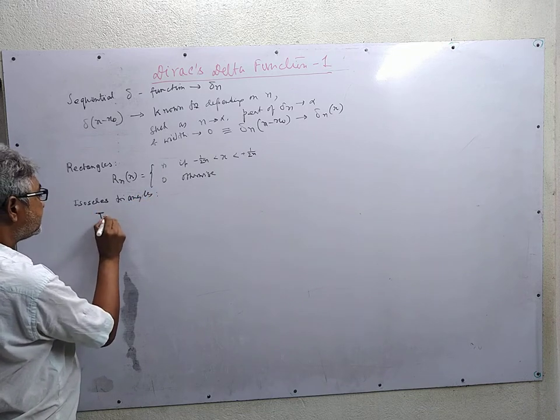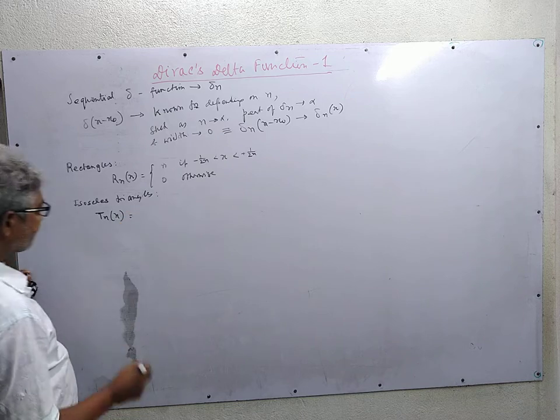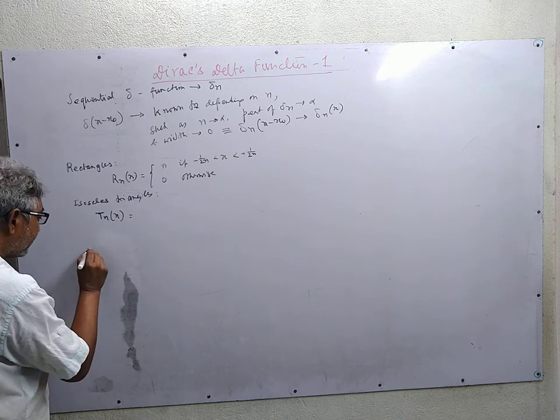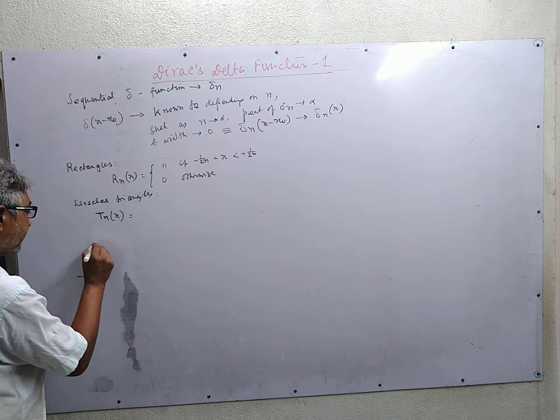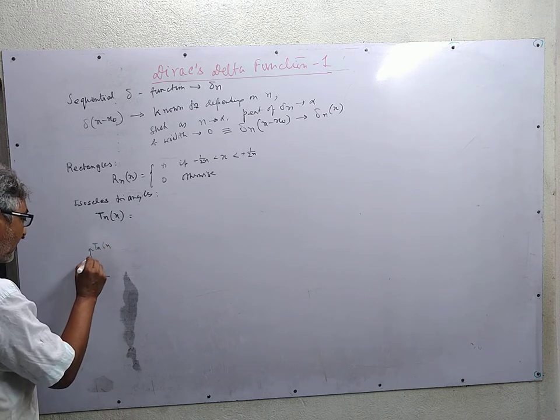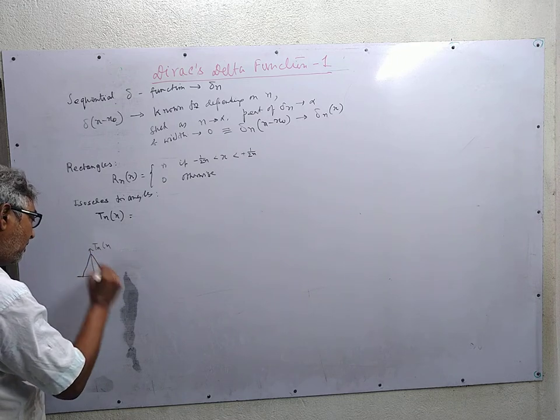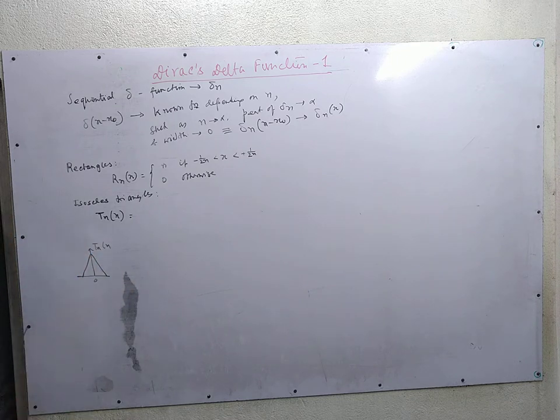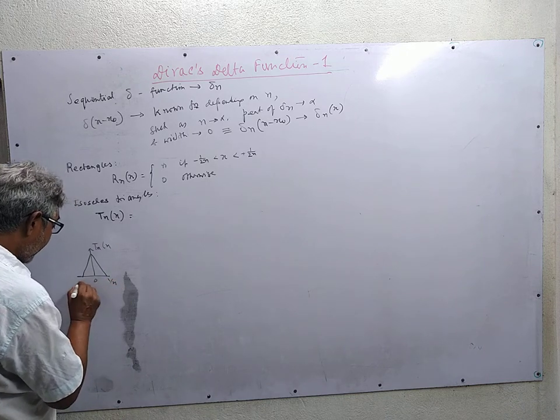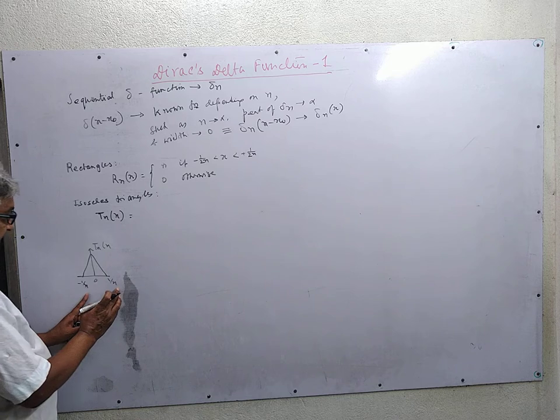Isosceles triangles. This is Tn of x. To write the mathematical form, we write it like this. This is the expression of Tn of x. This is symmetrically placed above the origin, and the width is 1 by n, plus minus. This is 1 upon n, this is minus 1 upon n. So the base is 2 upon n.